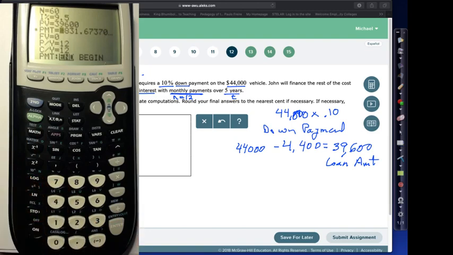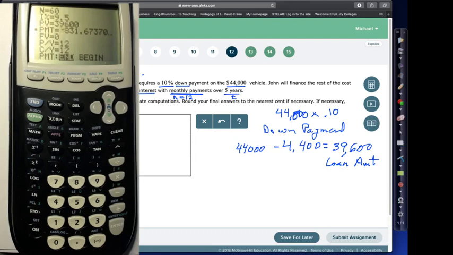$831.67. So I'm going to enter that in. You won't see it, but so that you can see that's on the screen. And we just put in $831.67. Okay, so that's there now. I'm going to turn the calculator off.